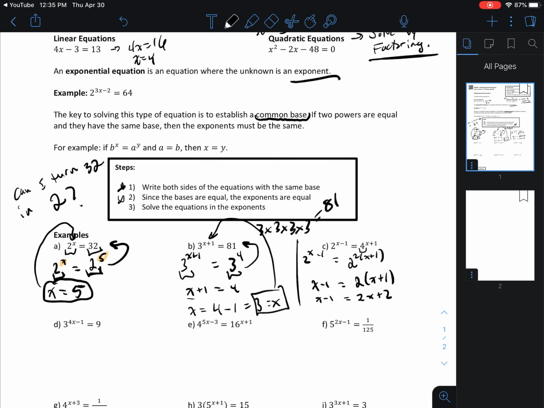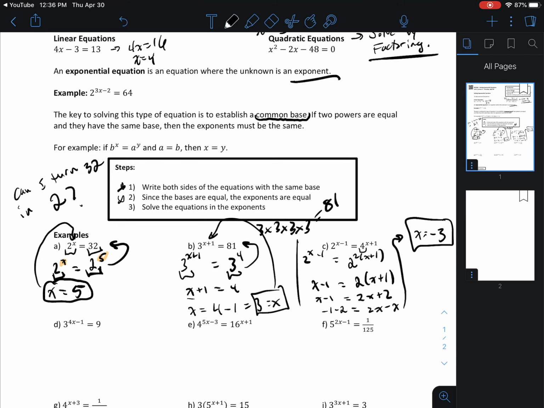Okay, solve for x. So I'm going to bring the x over to the other side. So I'm going to go -1 minus 2 is equal to 2x minus x, okay? And so I'm going to get x is equal to -3.